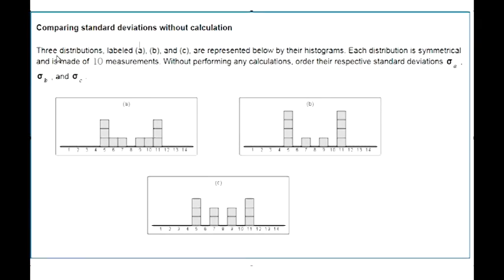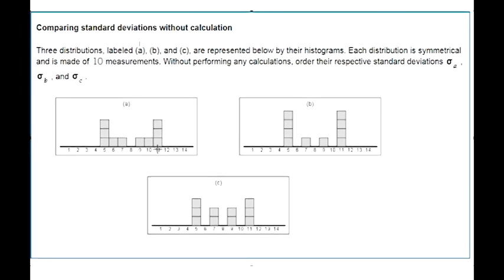Okay, comparing standard deviations without calculation. Three distributions labeled A, B, and C are represented below by their histograms. Each distribution is symmetrical and is made of 10 measurements. Without performing any calculations, order their respective standard deviations, sigma A, sigma B, and sigma C.